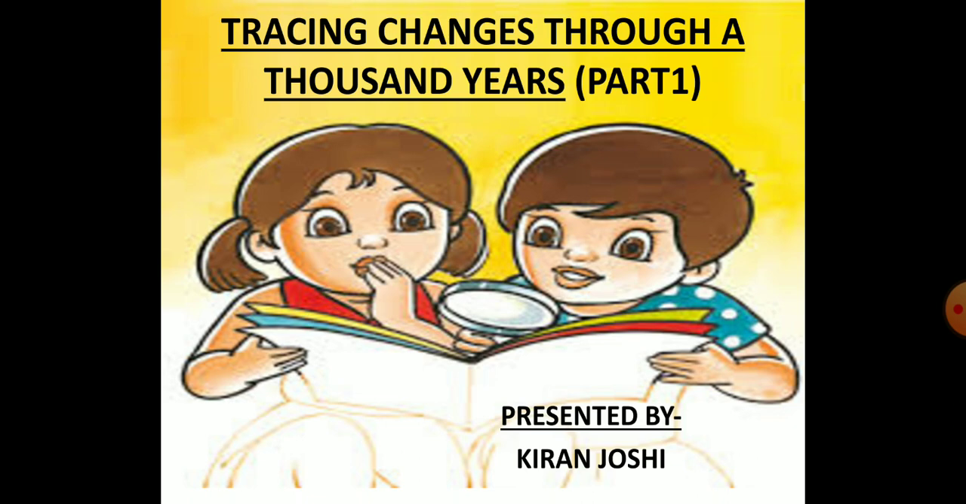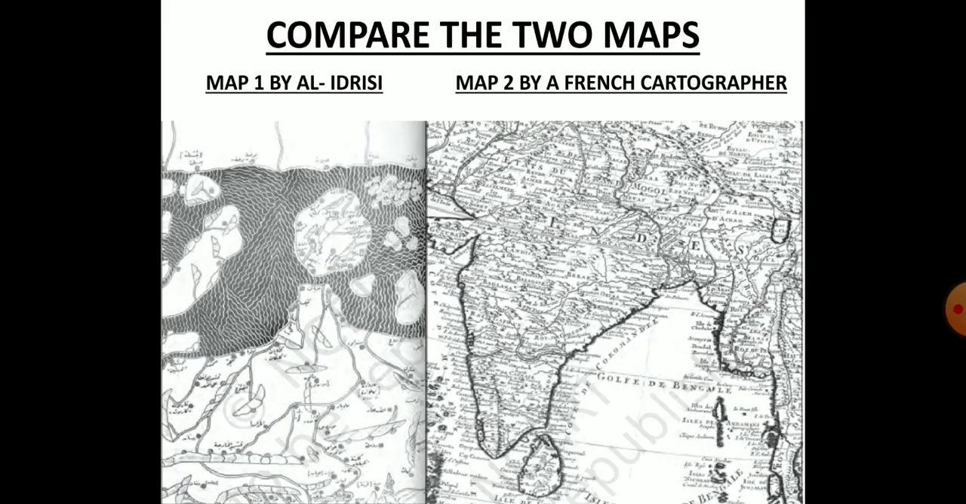I am presenting the first chapter of History, Tracing Changes Through 1,000 Years, and here I am presenting the first part of the chapter. As the name suggests, in this chapter, we'll see the changes that occurred during a period of 1,000 years. You can see the two maps here.